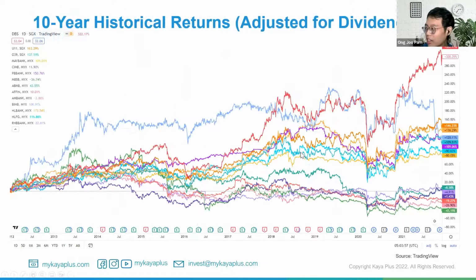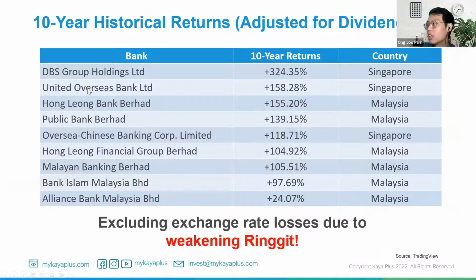Again, you might be saying that there are a lot of lines right here, but if I were to tabulate the returns of the many banks I've chosen, all 3 Singapore banks against some of the well-known Malaysia banks into a table, here you have the 10-year historical returns adjusted for dividends. Top place, DBS coming in at 324%. UOB, second place, 158%. Hong Leong Bank coming in third at 155%. Public Bank coming in fourth at 139%.